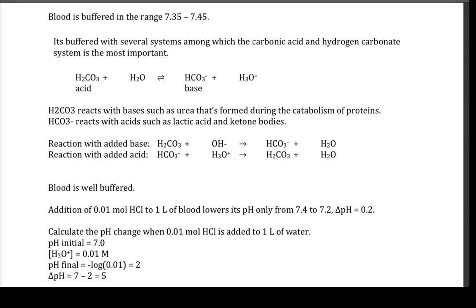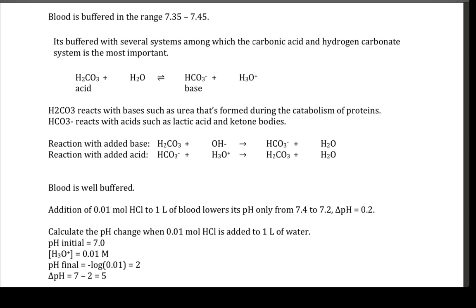That's a change in pH of only 0.2. Obviously we would never do this to a human, but rather imagine a liter of blood in a laboratory. We could add HCl to it. Prior to adding the HCl, let's say we measure the pH and it's 7.4. Then we add 0.01 moles of HCl, which is the source of H3O+, and we remeasure the pH and find it to be 7.2. So that's a pH change, delta pH, of only 0.2.